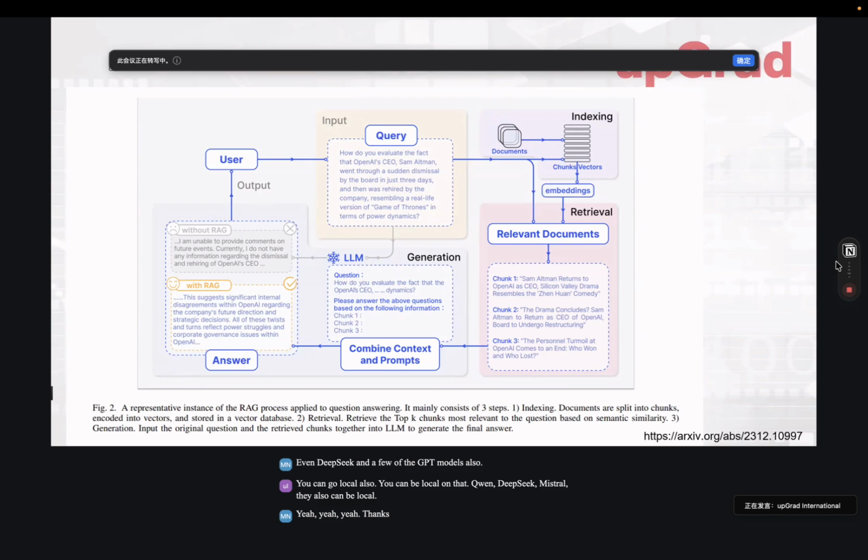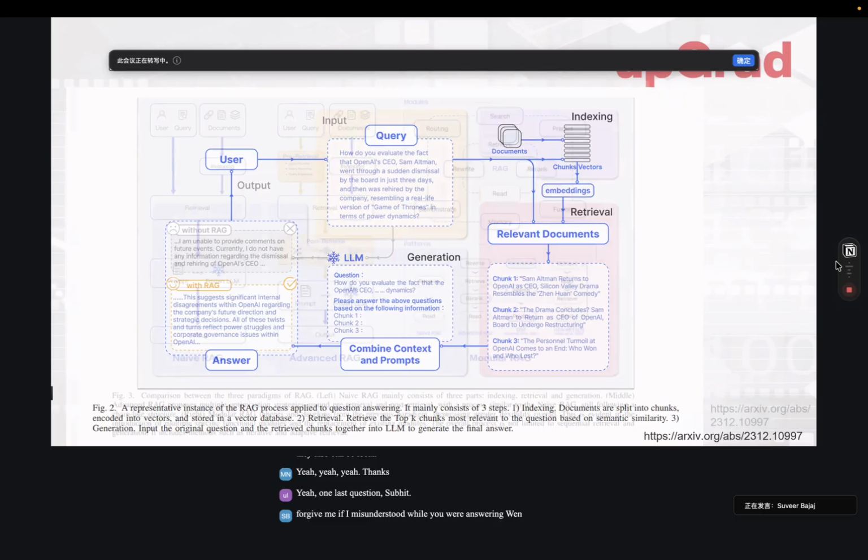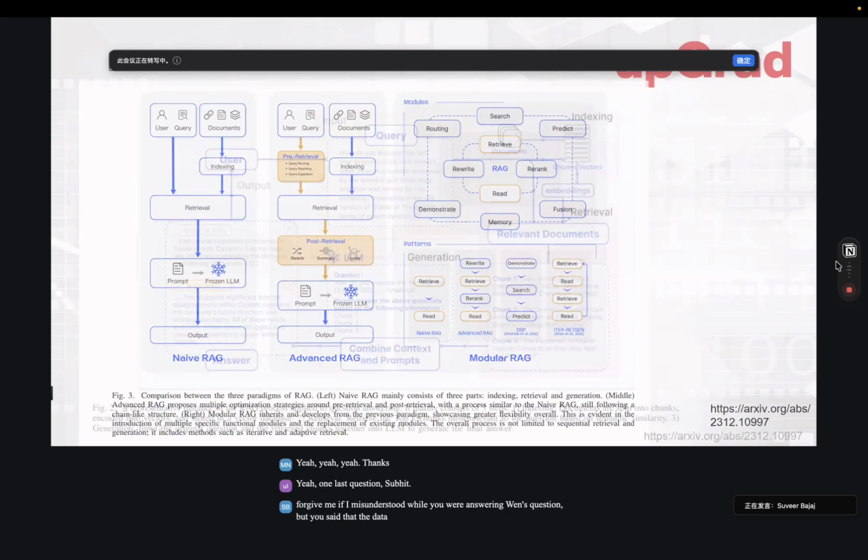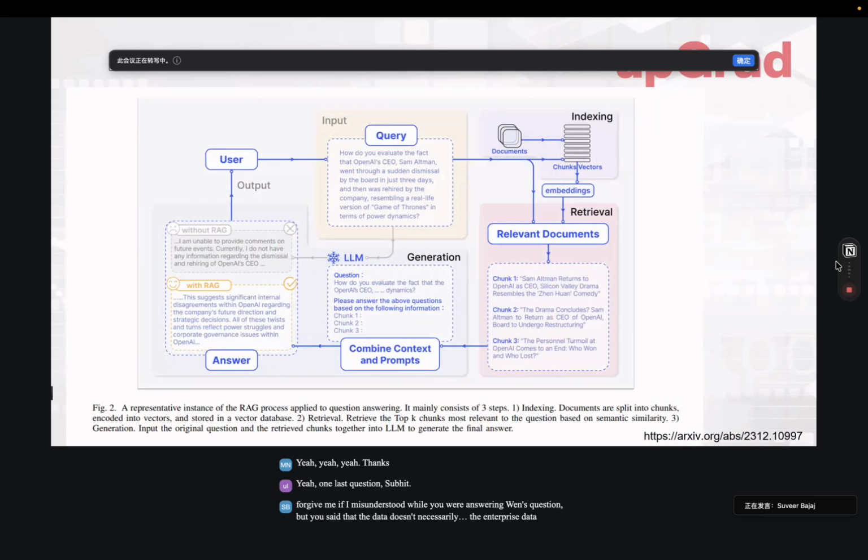Thanks, Professor. One last question, Sudhir. Yeah, Prof, forgive me if I misunderstood while you were answering the earlier question, but you said that the enterprise data doesn't necessarily need to be sitting inside a vector database. It can also be pulled from somewhere, through some kind of connector, MCP, or API.